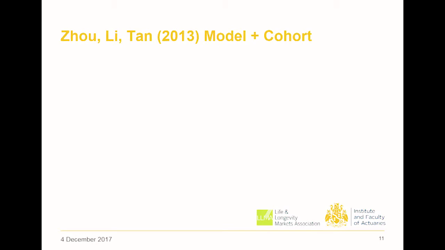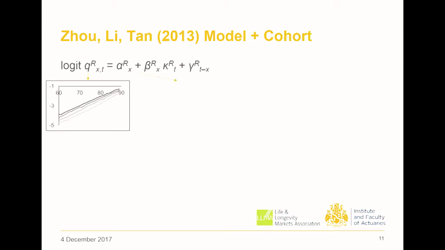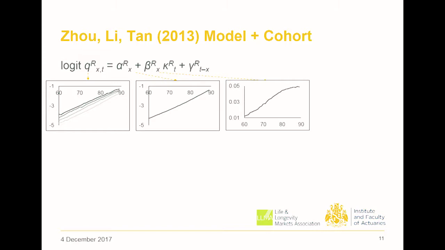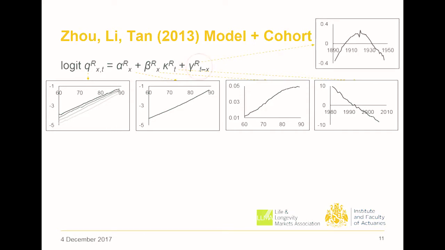Besides the two models in phase 1, another model we have also tested is the one proposed by Zhou, Li, and Tan in 2013, modified with the cohort effect. In the first component, it has the same alpha X, beta X, kappa T, modeled by a random walk with drift, and gamma, modeled by an ARIMA(1,1,0) process.